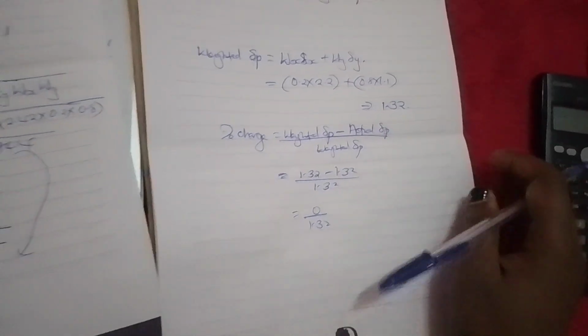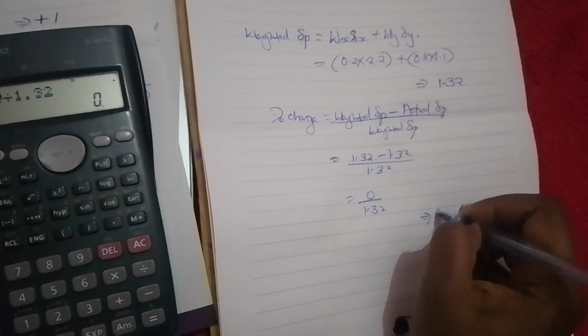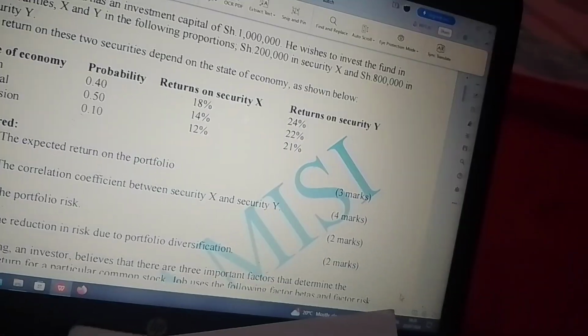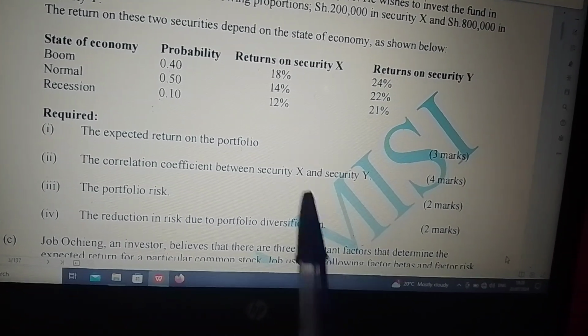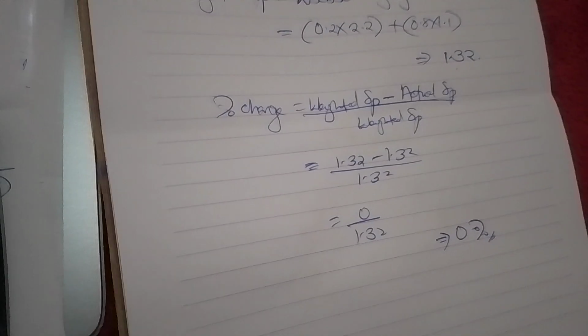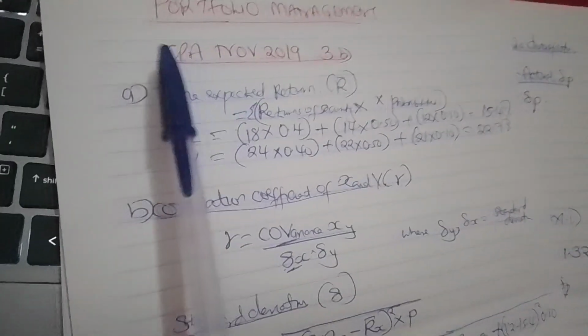Divided by 1.32, 0 divided by any number is equal to 0. You see, so the amount of risk reduction is 0.0%, because you have been asked about the reduction in risk due to portfolio diversification. So in this case, there is no reduction of risk. And from that, you are able to get your 11 marks comfortably. For those who are able to sit for that exam, you are able to probably get all the marks. So go and practice more.